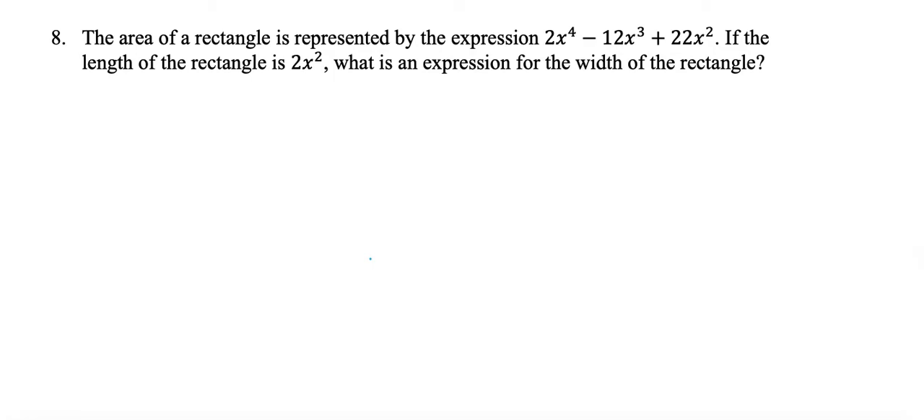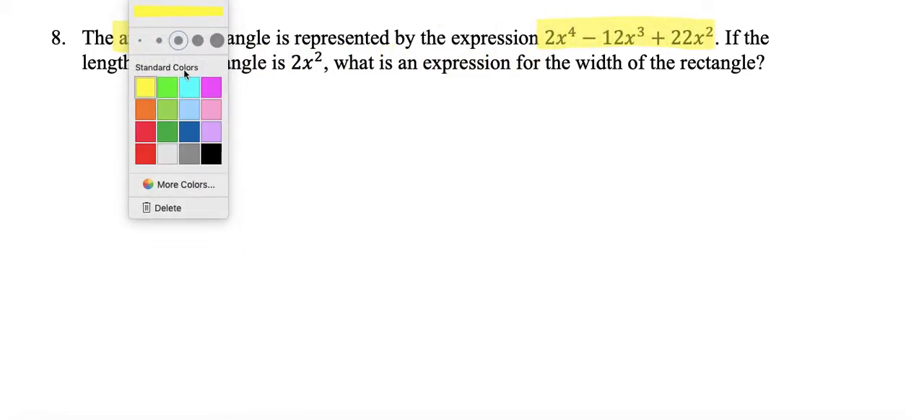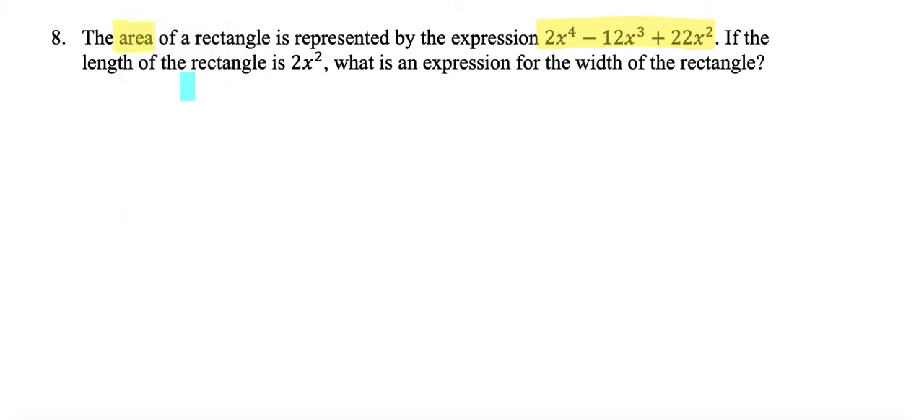Now this next one's a little bit different. So this one says that the area of a rectangle is represented by the expression 2x to the fourth minus 12x cubed plus 22x squared. If the length of the rectangle is 2x squared, what is an expression for the width of the rectangle? So now this time, I'm given two pieces of information. I'm told that the area is this whole thing, but then I'm also told that the length is 2x squared.